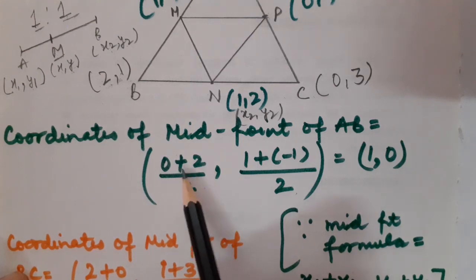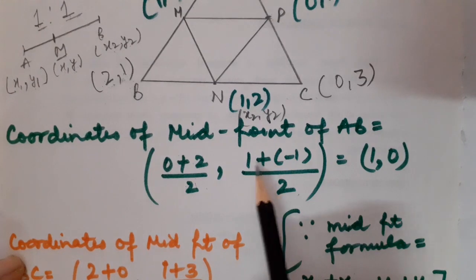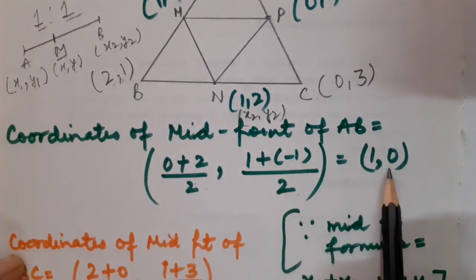This is 2 upon 2, because 0 plus 2 will give you 2, and 2 upon 2 will give you 1. And this is 1 minus 1, that is 0. 0 upon 2 will give you 0.